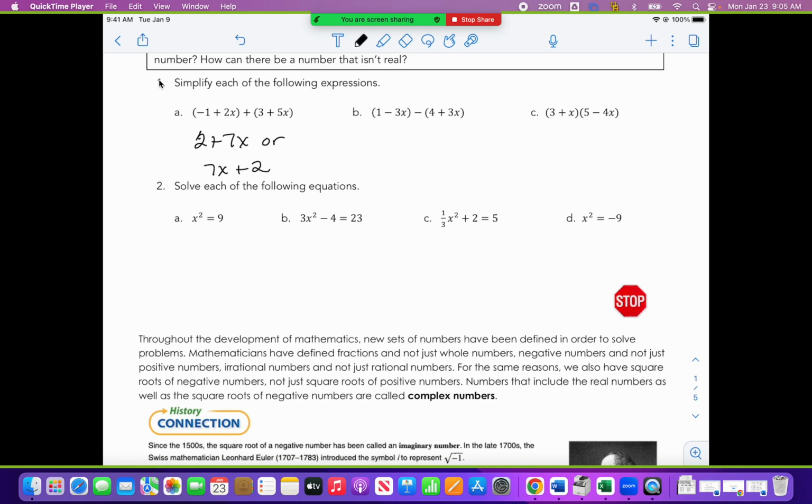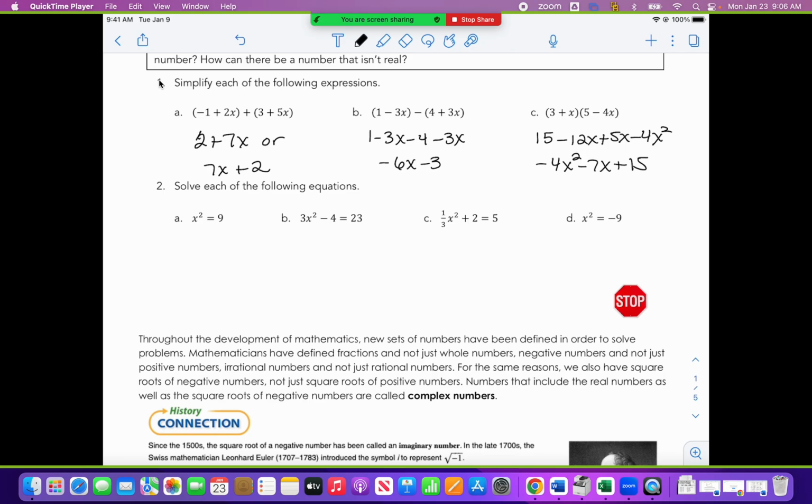So for 1A, you're just collecting like terms. For 1B, you've got to be careful to distribute the minus sign, so you get negative 6x minus 3. Letter C, you're going to FOIL this. This is 15 minus 12x plus 5x minus 4x squared. So let's check these 3. Did we get those okay? Thumbs up?